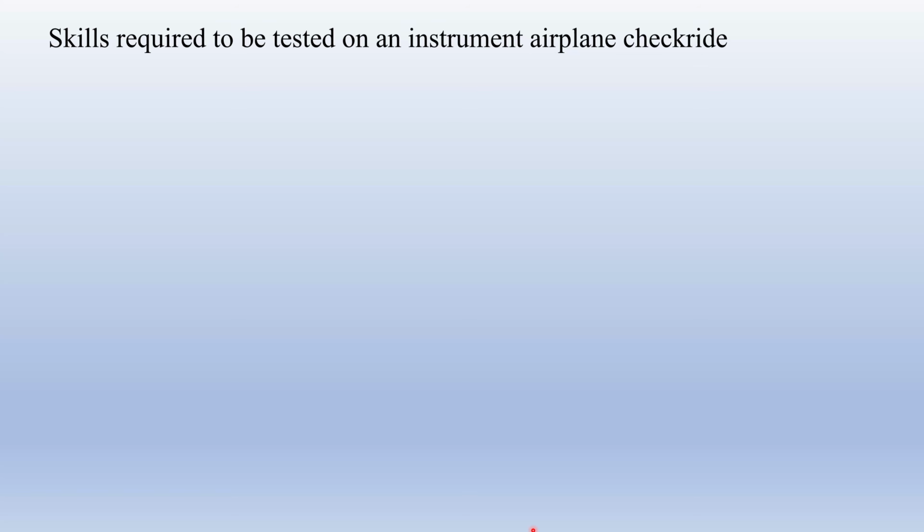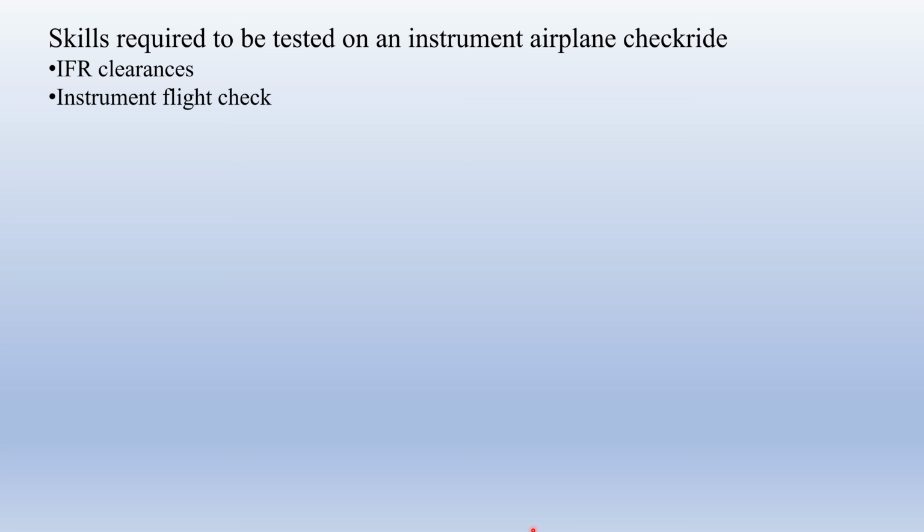The skills that are required to be tested during an instrument check ride per the ACS are IFR clearances. This could take the form of the examiner issuing you a kind of sample clearance of what you would actually get in real life, or you may actually have to call up air traffic control and get your actual IFR clearance that you did on your cross-country flight.